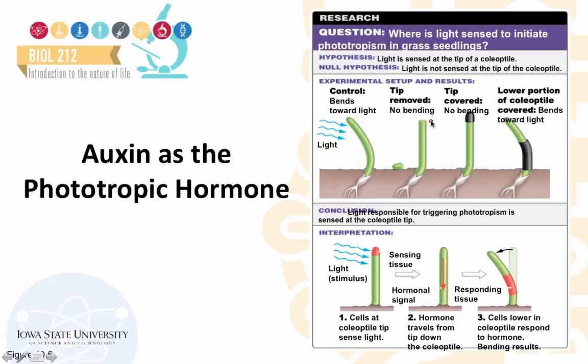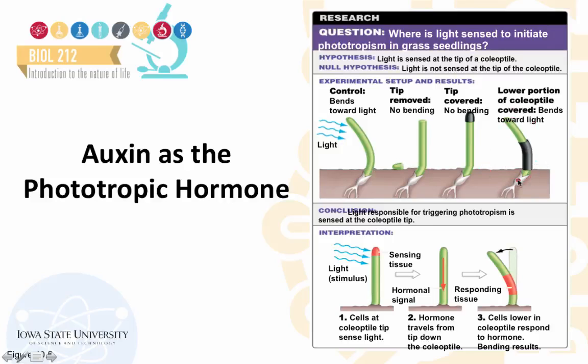The Darwins then removed tips of some of the coleoptiles, or covered the tip of some other coleoptiles, or covered the lower portion of a fourth set of coleoptiles. They observed that the control coleoptiles bent toward light. The second set of coleoptiles did not. The third set did not as well, and the fourth set did.